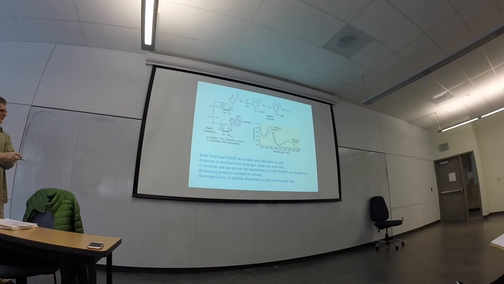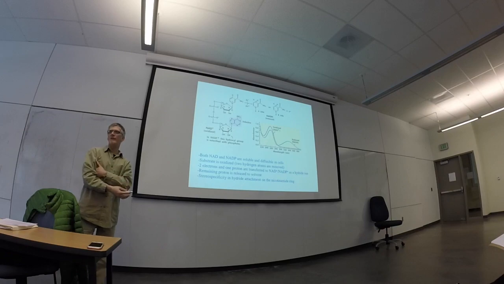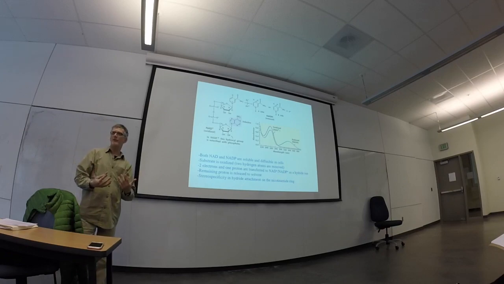kCal. So these are the important facts about NAD that you should know. It's soluble and diffusible in cells. That's very, very important because some cofactors aren't, and that controls or shapes how metabolism is set up.